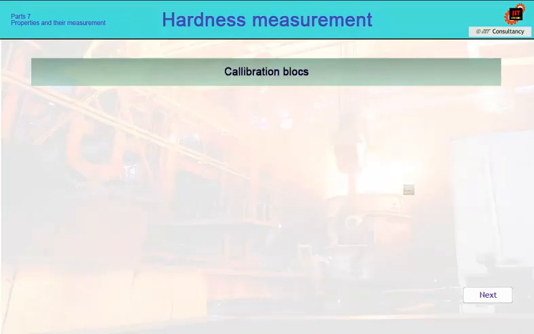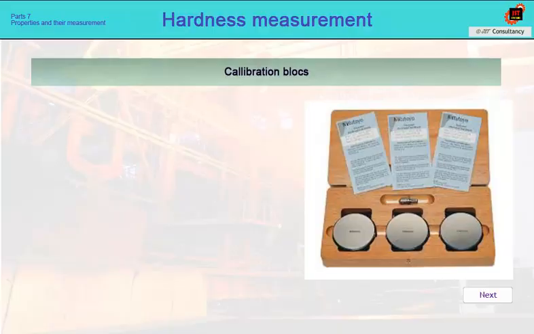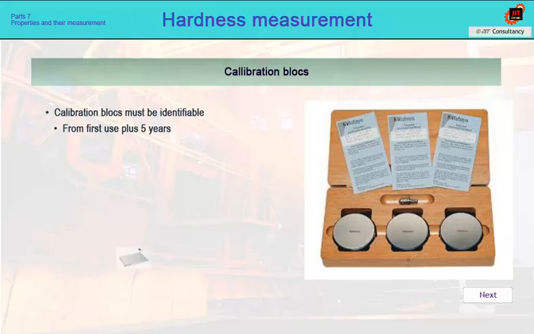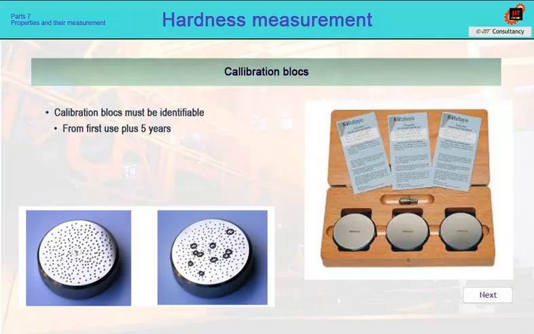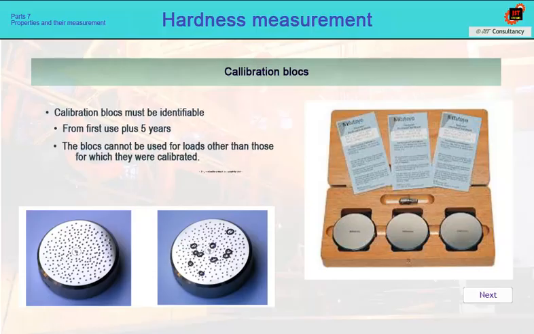Another problem with hardness measurements are the calibration blocks. These must also be identifiable, including a record of the date of first use until the time of disposal. The permitted lifetime of a calibration block is 5 years. Then it must be disposed of. Before calibrating the instrument, it is recommended to perform 2 measurements on the calibration blocks. Invalid indentation must be marked on the block, and the block cannot be used for loads other than those for which they were calibrated. Calibration blocks must not be renewed, for example by grinding.